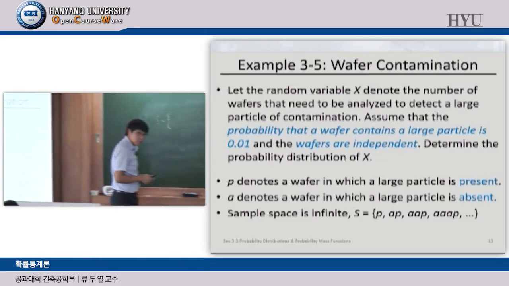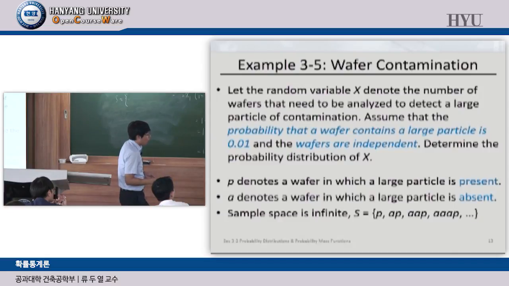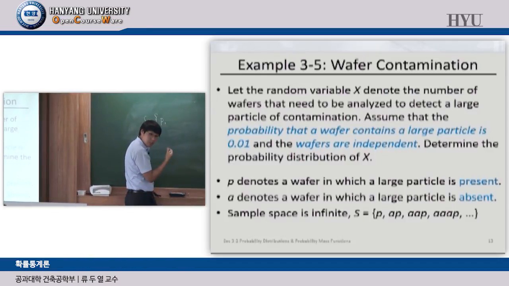Because there is a possibility that we can select the whopper with contamination at the first time, right? And also, there is a possibility that we can select a whopper without contamination at the first time, and we can select the whopper with contamination at the second time, right? So that is AP, okay? Sorry.